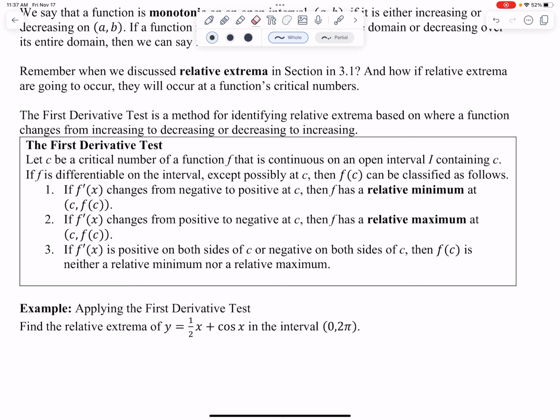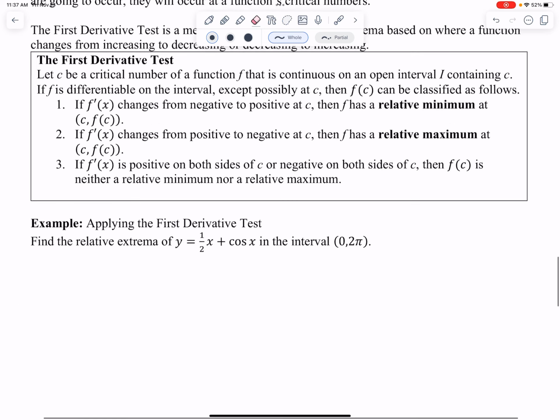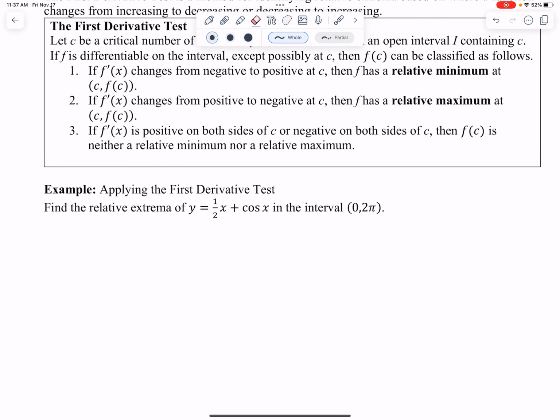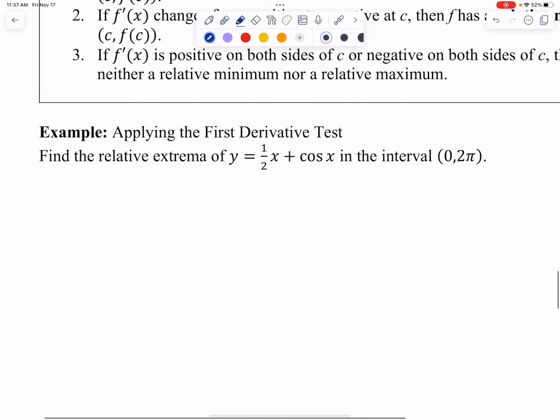So we're looking for a sign change, and we're doing a similar analysis with the analysis line that we did in the previous problems when we were just thinking about increasing and decreasing. Okay, so for this next question, we want to find the relative extrema. Notice an interval is stated: on the interval from 0 to 2 pi.